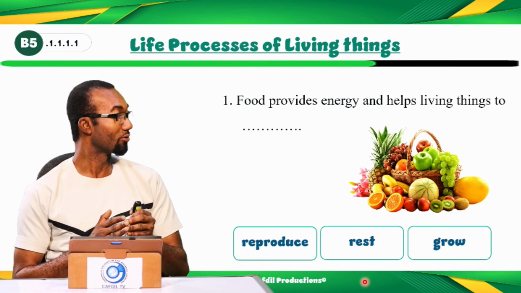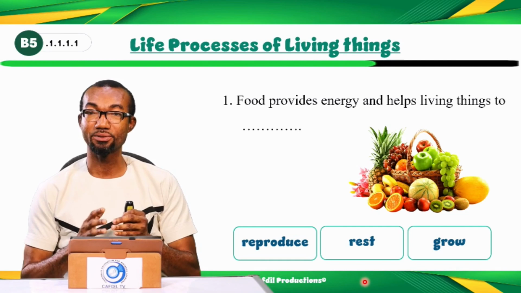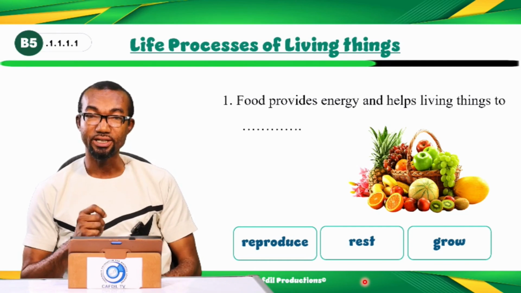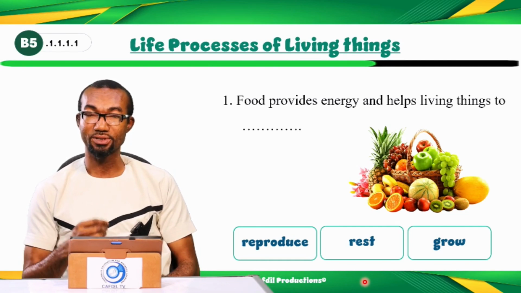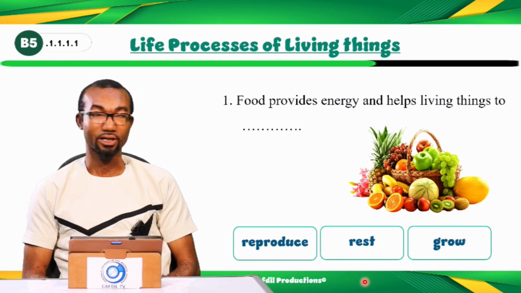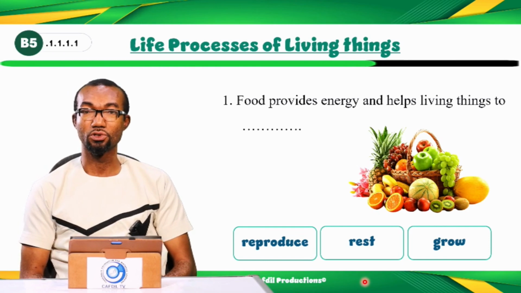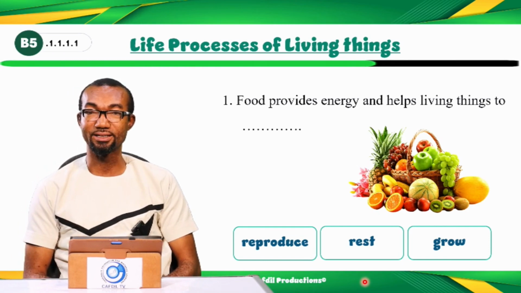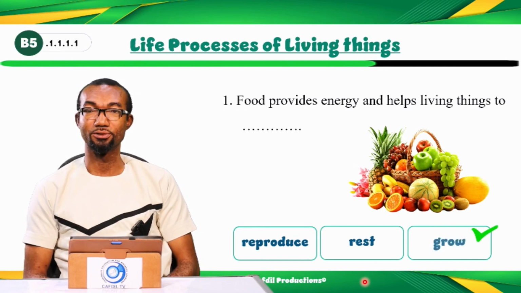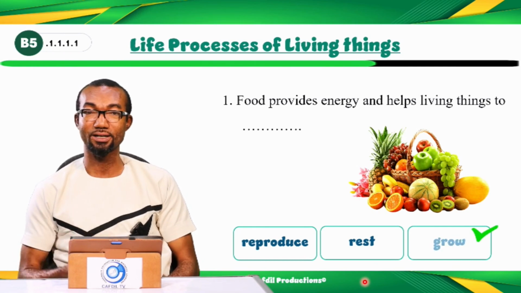1. Food provides energy and helps living things too. So we take in food, and the food helps living things to do what? The answers are reproduce, rest, and then grow. So food provides energy and helps living things to grow. Very good. So we take in food, and that helps us to grow.